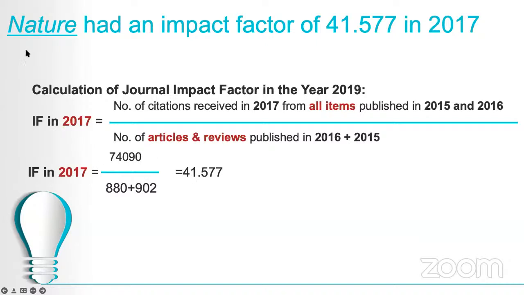So Nature has got the highest impact factor. They have got an impact factor of more than 40. And again, this is according to the JCR report. So in 2017, they had this impact factor of more than 40. So it is one of the best, topmost journals.